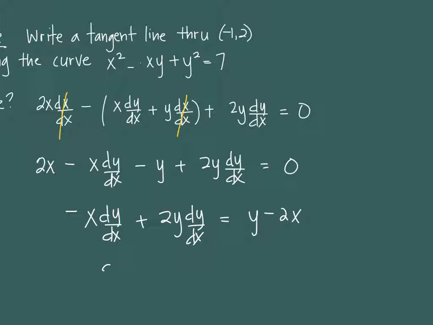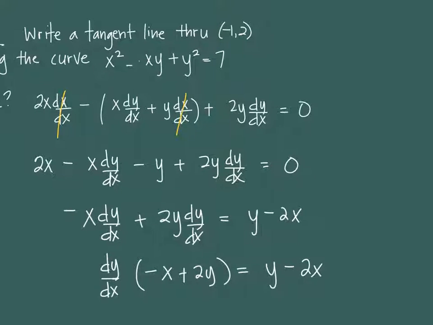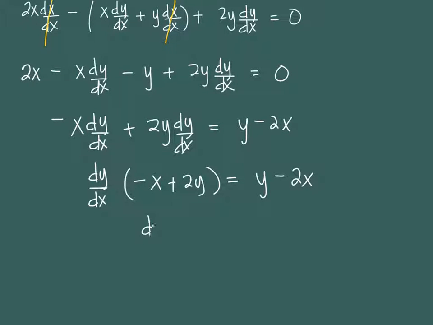Now I'm going to factor out the common dy/dx, leaving me with negative x plus 2y equals y minus 2x, and that can get divided so that I have my dy/dx quantity being equal to y minus 2x for the numerator and 2y minus x for the denominator. So that's the value of the derivative.